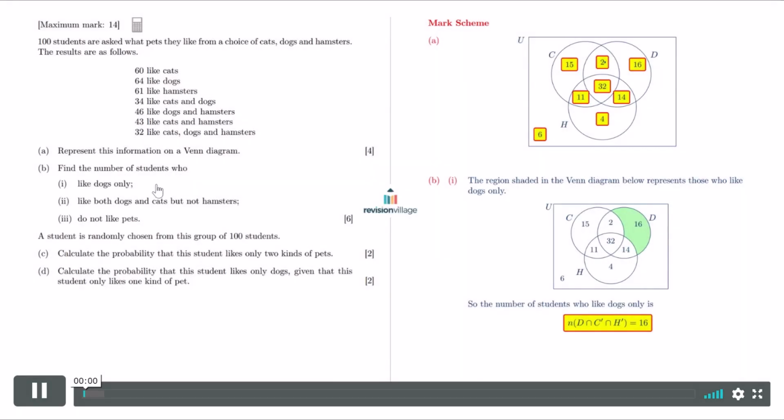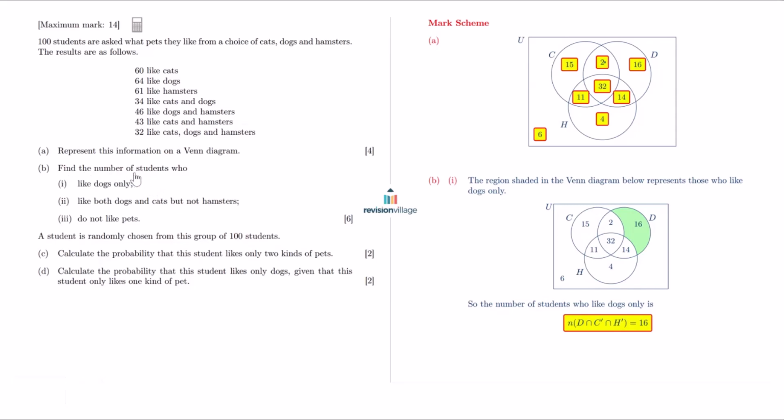Part B has 3 parts. Let's work through them one by one. First part, find the number of students who like dogs only. Okay, if we look at our initial Venn diagram here, this is the dog set. So all the students who say they like dogs.